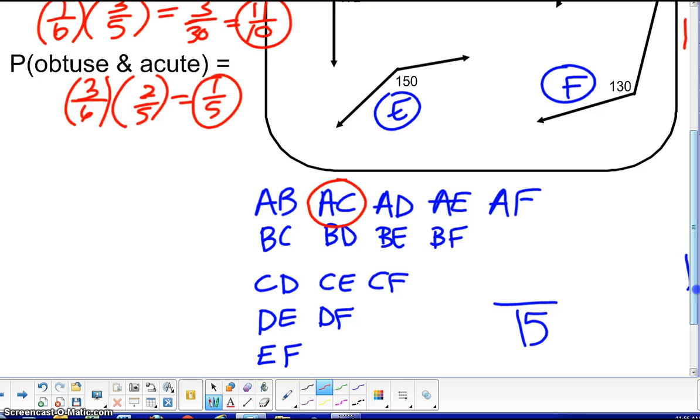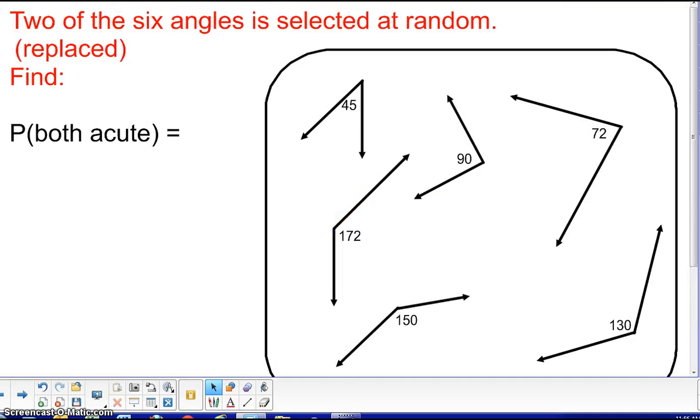A and C does not happen anywhere else, so that means that it'd be 1 out of 15 possibilities to get both acute angles. So that's just another way to do it. You may like that method a little better. Okay, now let's move on.